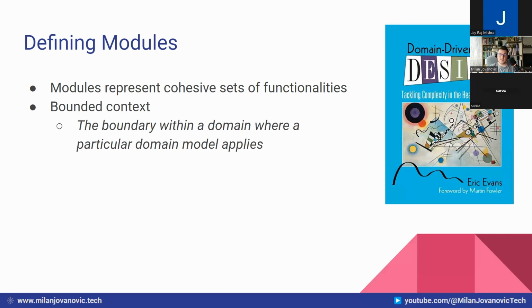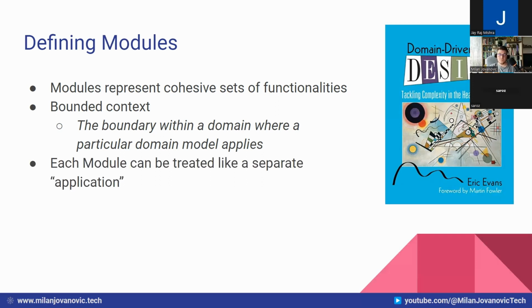And what a bounded context is, by definition, is a boundary within a domain where a particular domain model applies. So what this means in practice is you could have, let's say, a customer being part of your domain model, and that customer could belong to multiple bounded contexts in your system. So that would be the same customer, only applied in different bounded contexts with the specific meaning that is relevant to that bounded context.